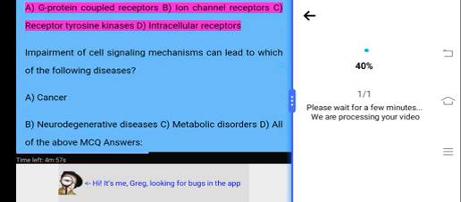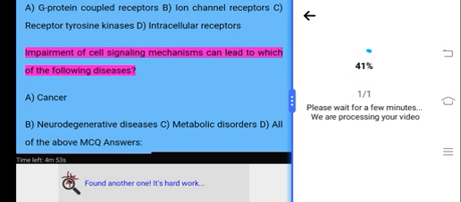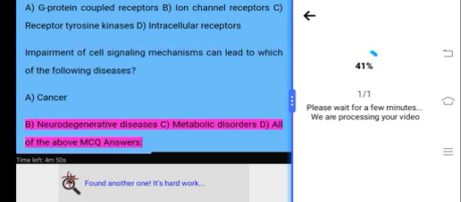A. G-protein coupled receptors. B. Ion channel receptors. C. Receptor tyrosine kinases. D. Intracellular receptors. Impairment of cell signaling mechanisms can lead to which of the following diseases? A. Cancer. B. Neurodegenerative diseases. C. Metabolic disorders. D. All of the above.